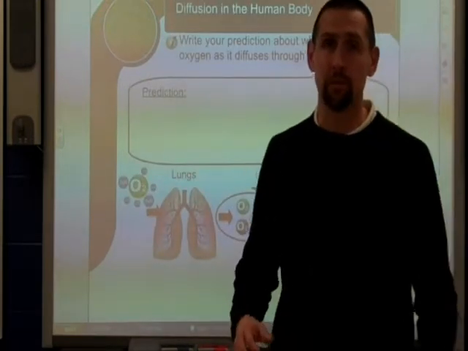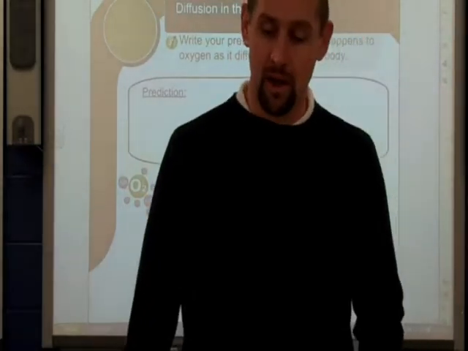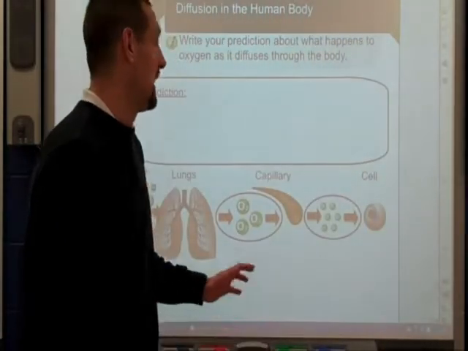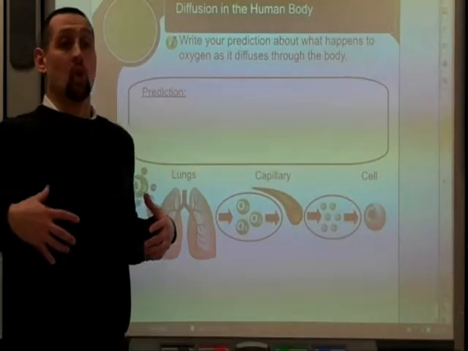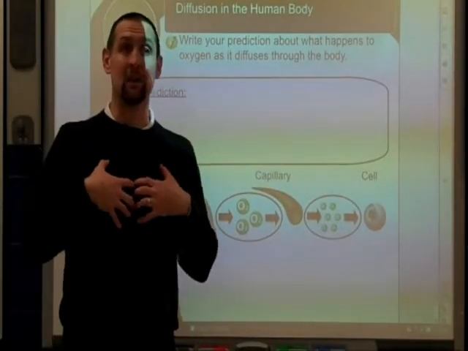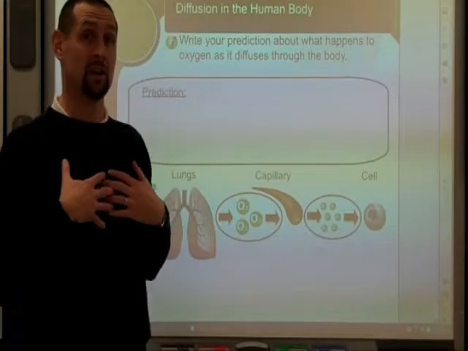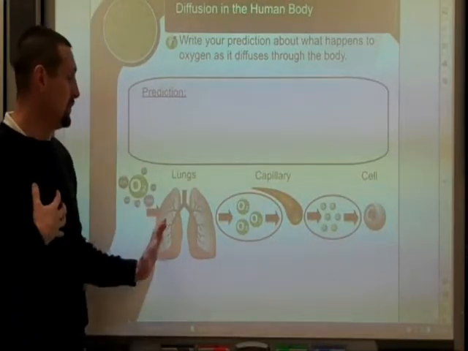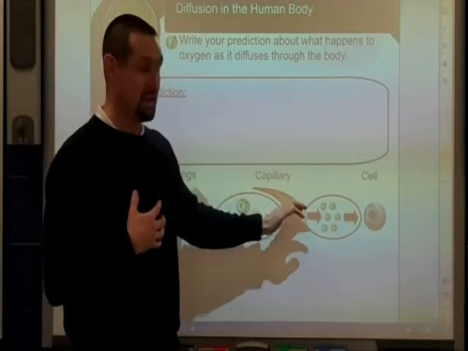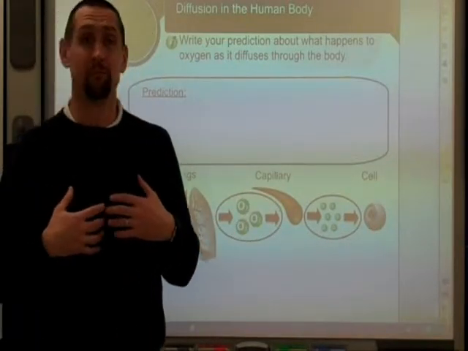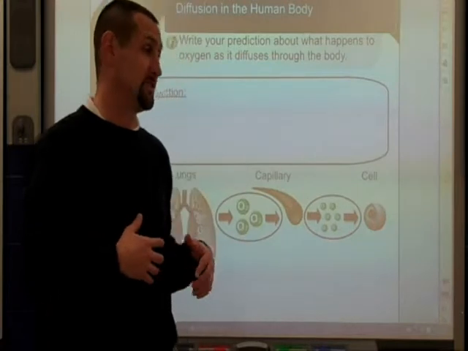Now there's lots of examples of diffusion in the human body, but let's just take this one. Here we have a high concentration of oxygen in the air. We inhale the air into our lungs. Now we have a high concentration of oxygen in our lungs. The oxygen diffuses across those thin membranes in our lungs to capillaries, where blood cells can pick up that oxygen.